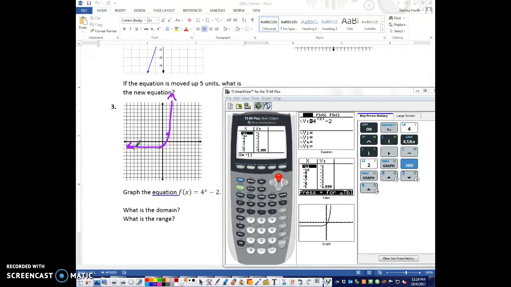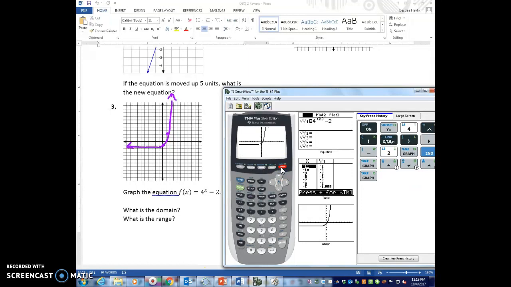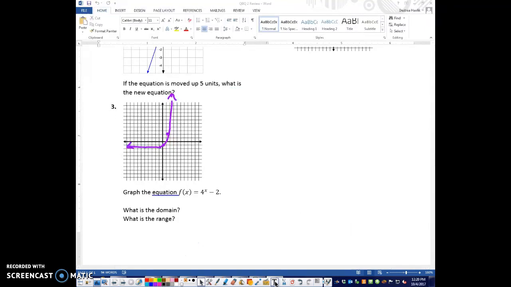And that graph should look the same as your graph here. Okay, does it look the same? Yes, it does. Now remember, our asymptote is y equals negative 2 right here. It's never going to touch that negative 2. So now that we're looking at that, we have it all graphed.